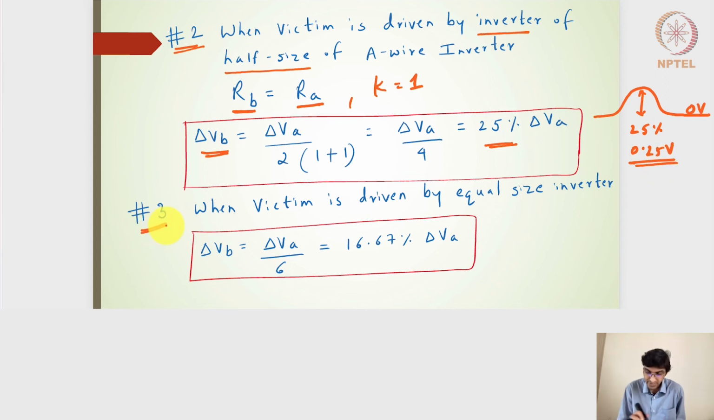Third case, when the victim is driven by an equal size inverter, and this is what we had seen. So it turns out to be 16.67%. Sorry, I had said 18%. It turns out to be 16.67%.